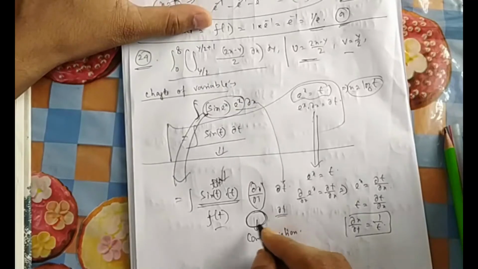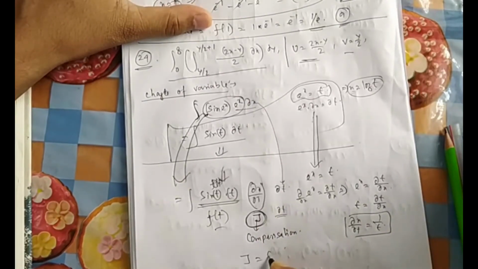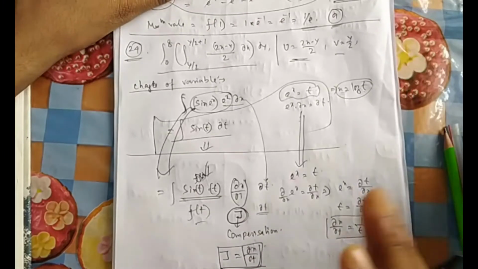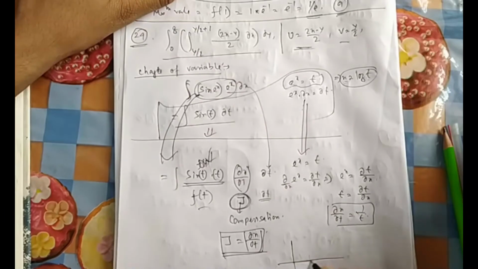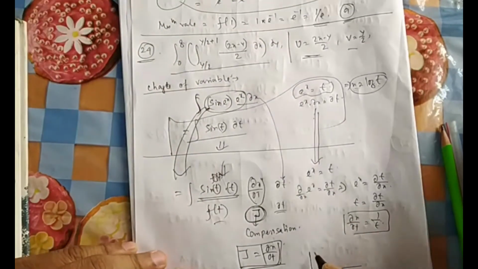So this is known as compensation, which is also known as the Jacobian J, since J is equal to dx by dt. This is the compensation we provide when we change our route. Earlier our route was only in the x direction, we were going in the x direction. Now we are changing our direction. Earlier we were going to x, now we are going to e to the power x.